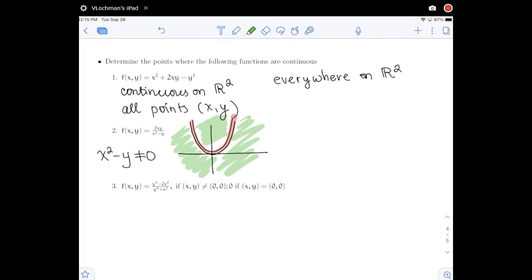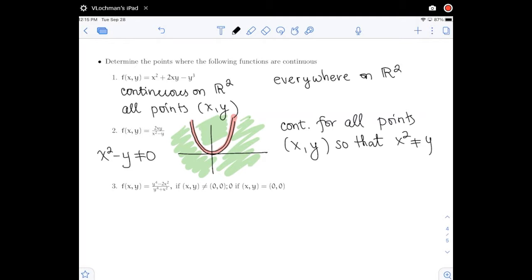Okay, so what is our conclusion here? Where's the function continuous? It's continuous everywhere that it's defined in this case, right? So it's defined for all values except the values on this parabola. So this is continuous for all points x, y, so that x squared is not equal to y. So everywhere on the domain it's continuous.